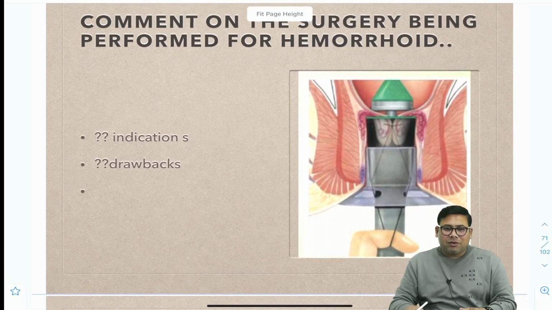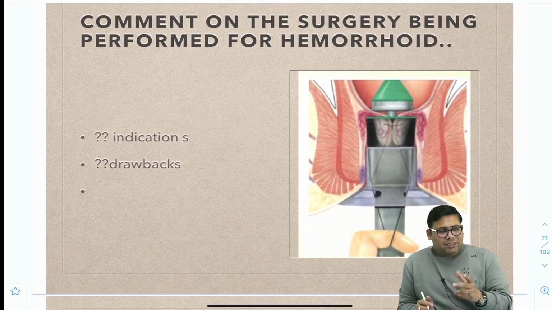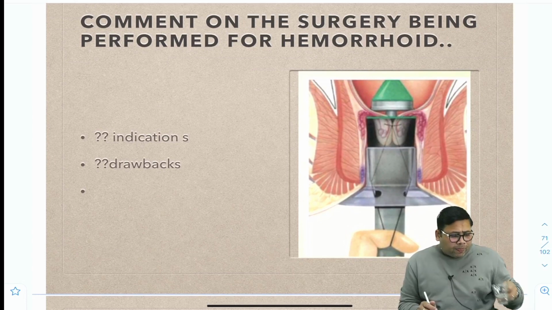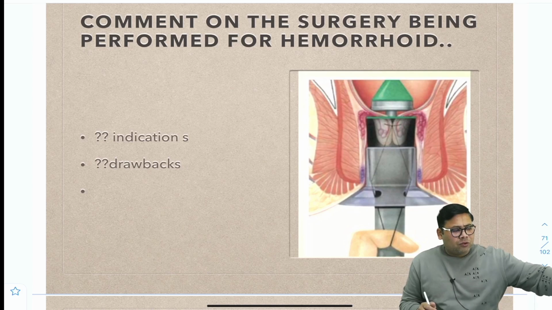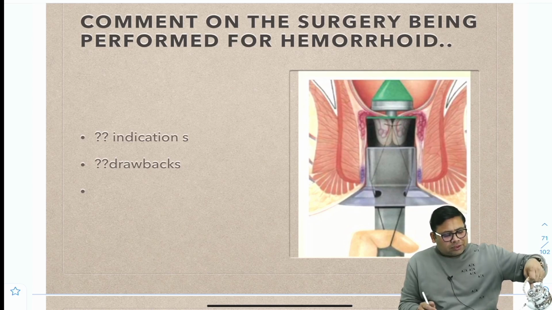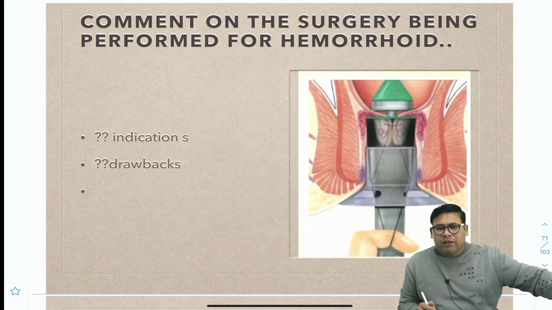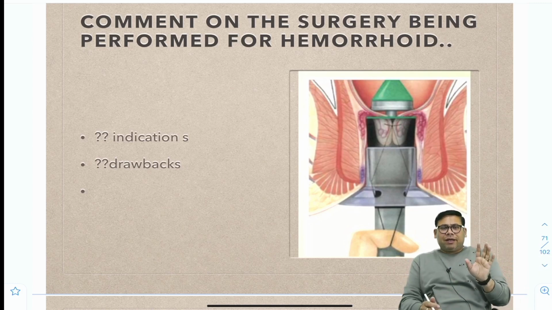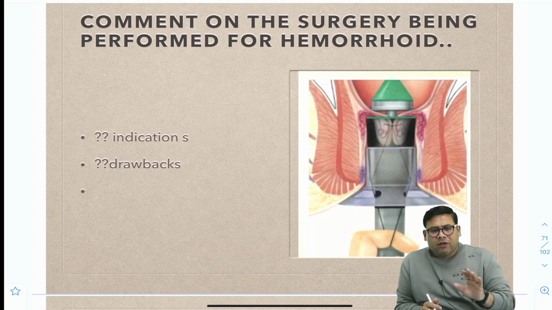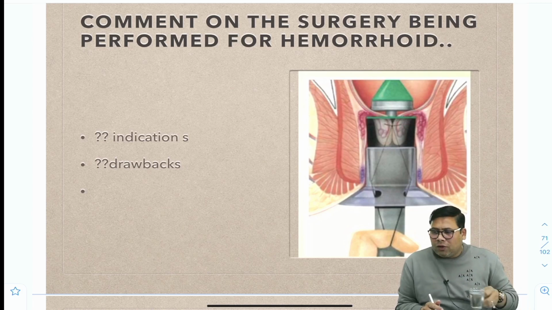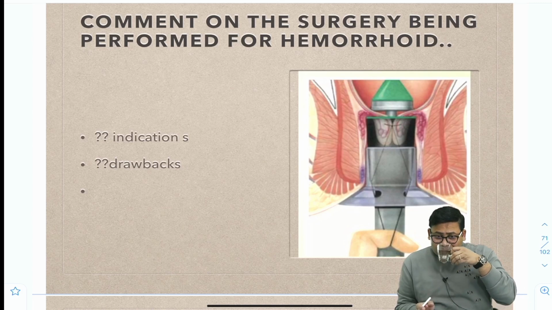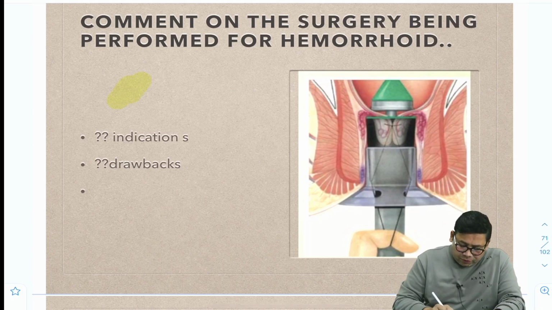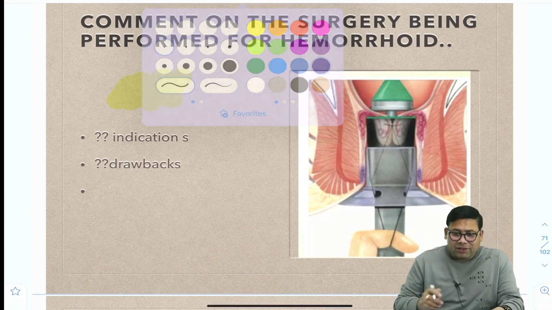Come on, comment on the surgery being performed here. You can see some rocket, and this is probably an anal canal. This is a bread and butter for us. I routinely do this surgery, more than 20 surgeries a month, at least 20 to 25 hemorrhoid surgeries in a month. So what is this surgery known as? Come on everyone, I would like you to answer in the comment section below.